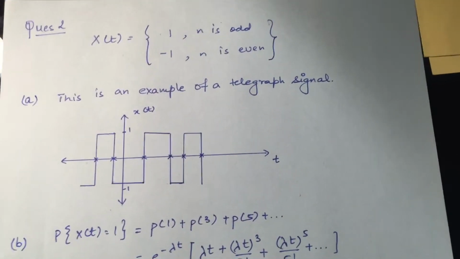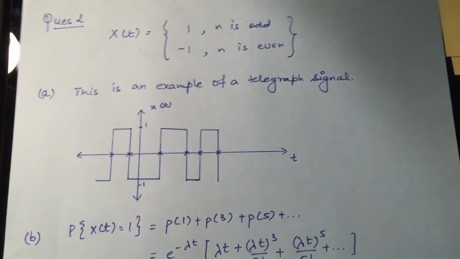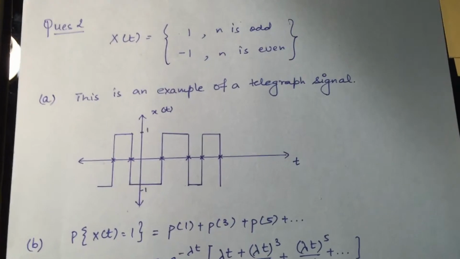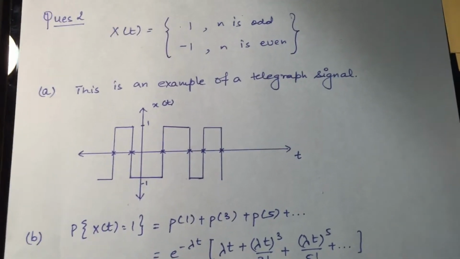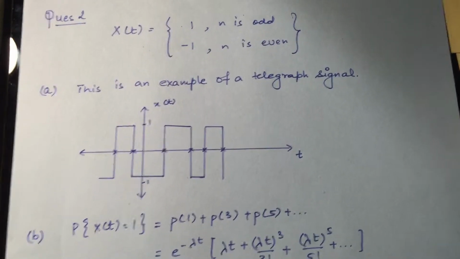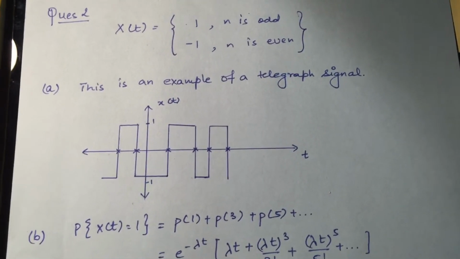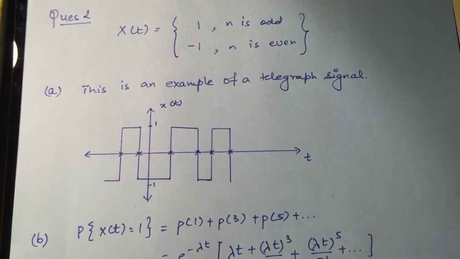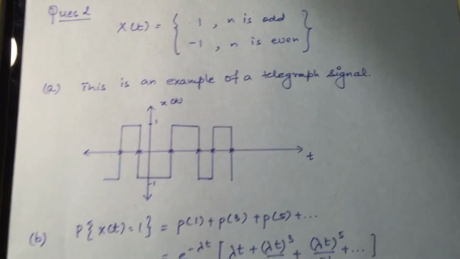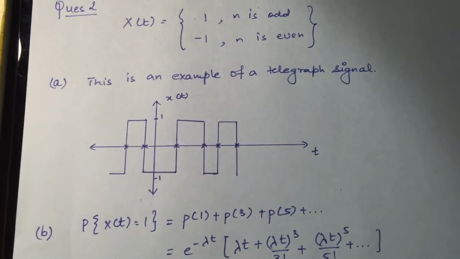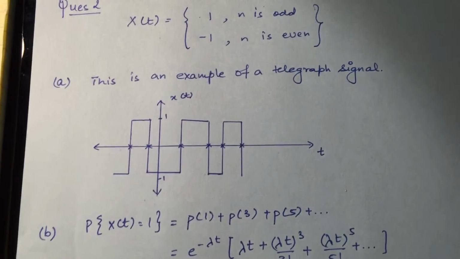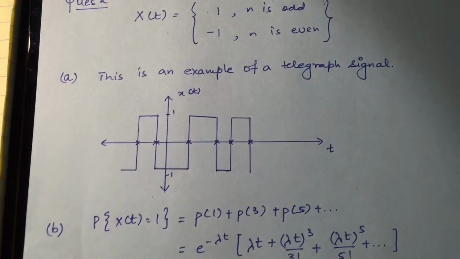So right now we'll be doing the second question in homework 9 for probability and stochastic processes. The second question says that we have a Poisson process with the parameter lambda, and the number of points within the period (t1, t2) is k, and that's given by e to the power minus lambda (t2 minus t1) into lambda (t2 minus t1) to the power k by k factorial.